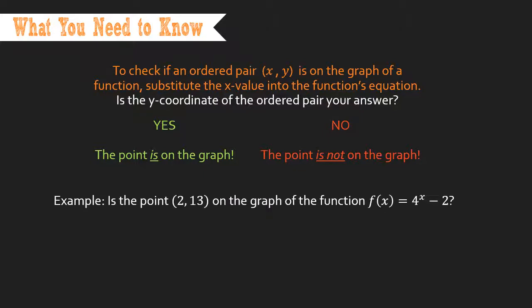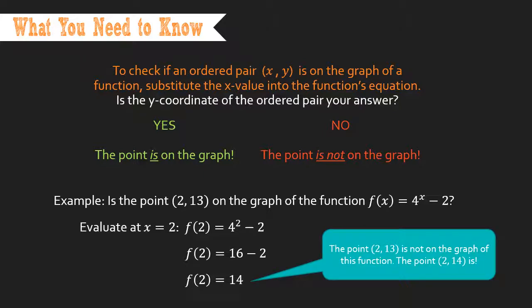Is the point (2, 13) on the graph of the function f of x equals 4 to the x minus 2? So we're going to take that x value, x equals 2, and substitute that into our function. So f of 2 equals 4 to the second minus 2, and when we evaluate that, we get 16 minus 2, which is 14. The point (2, 13) is not on the graph because we got 14 for our y when we substituted in that value of 2 for x.